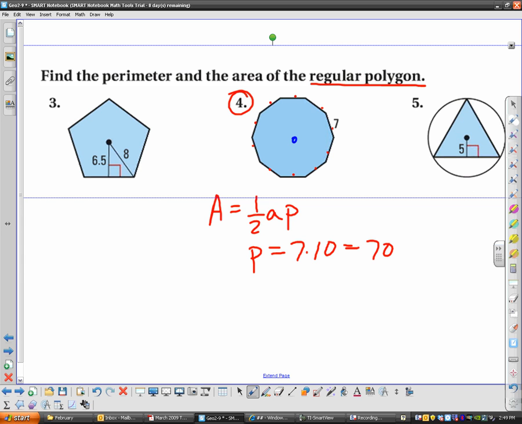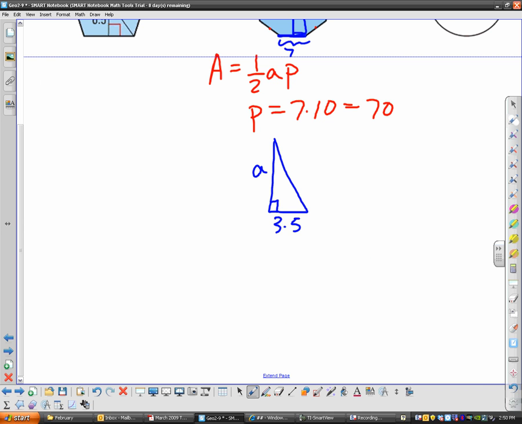So we draw the center of the polygon, and we look at this little triangle here. I'm going to draw that triangle bigger over here. So we've got a right triangle. I'm trying to find the apothem. I know that this side is 1/2 of 7, because the whole side is 7, and I have half of it here, so that's 3.5.